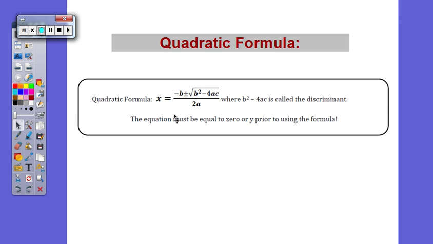Alright guys, so today we start pretty much the last new thing that we're going to learn this year, which is the quadratic formula. Some of you might have heard this before. This is something that you'll see a lot more of in Algebra 2. If you are going into geometry next year, you might not see this as much, but you'll see it once you get to Algebra 2.